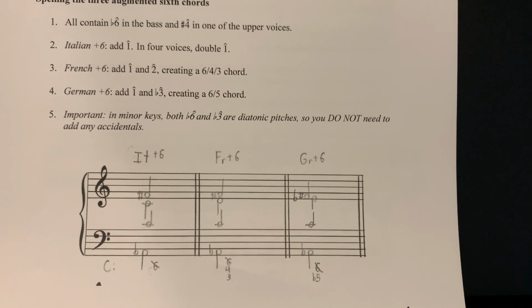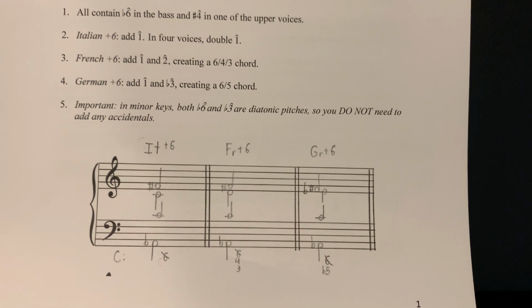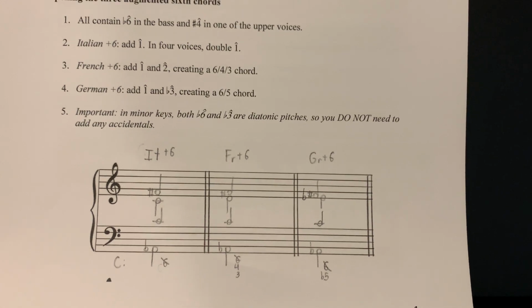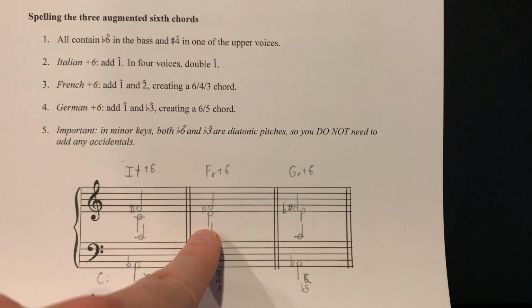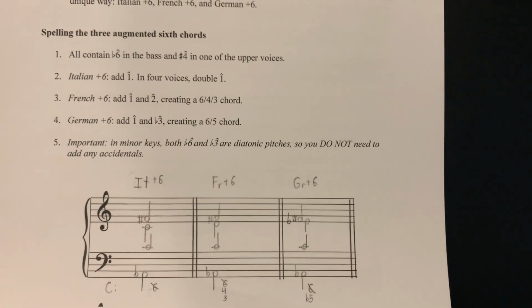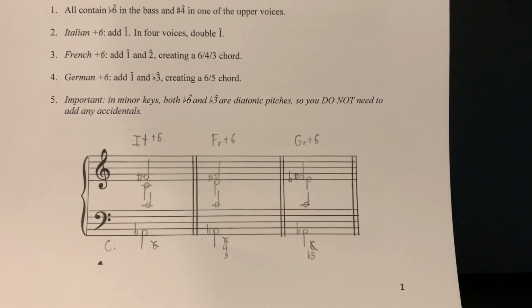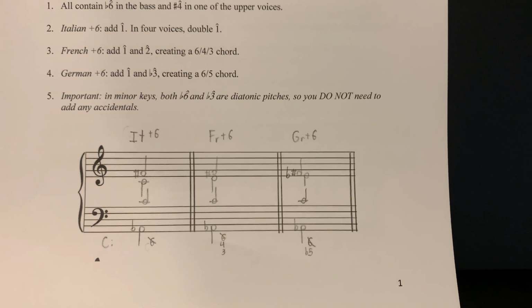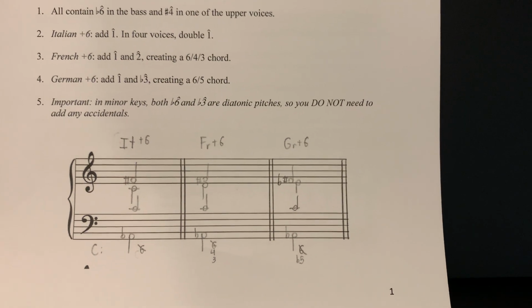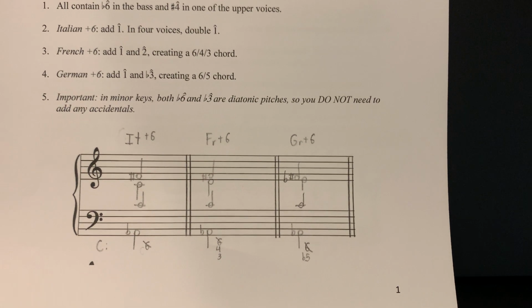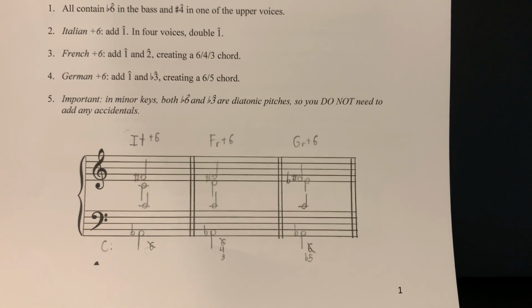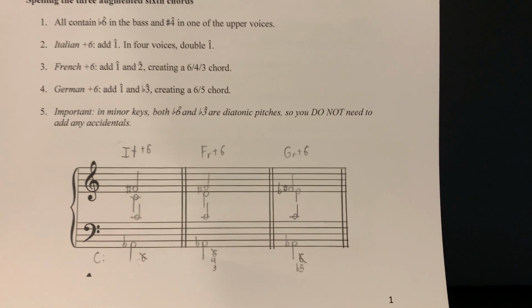For the French 6th, you have adding scale degree 1, and then you also add scale degree 2. So scale degree 1 and scale degree 2, and that gives you the French. Okay. This creates a 4-3 chord. Some books call this the French Augmented 4-3 or Augmented 6-4-3. So this is what the figures will look like there.